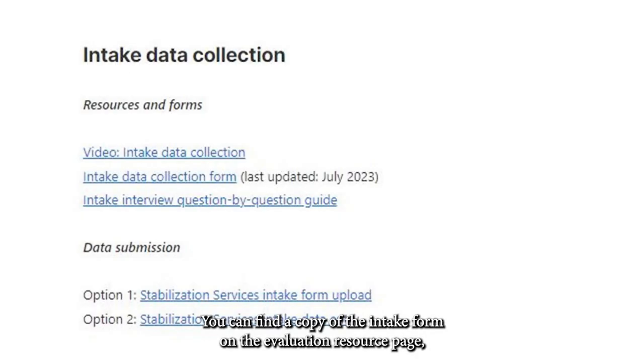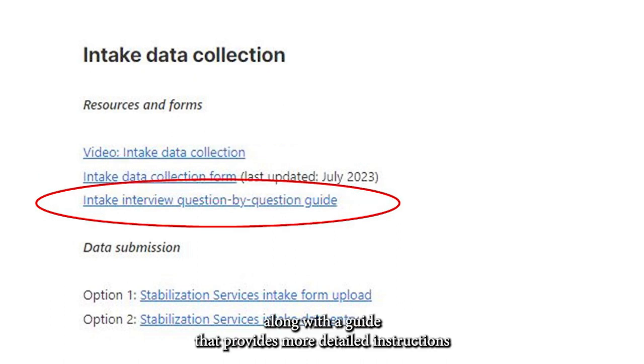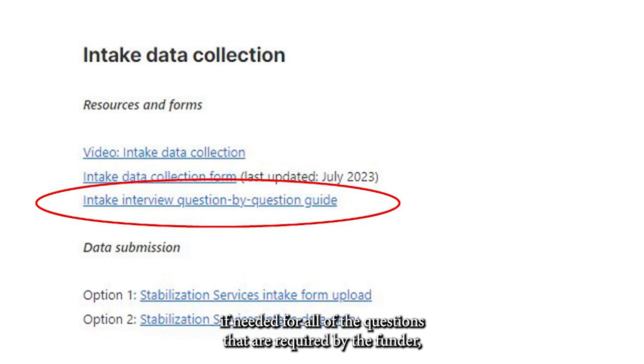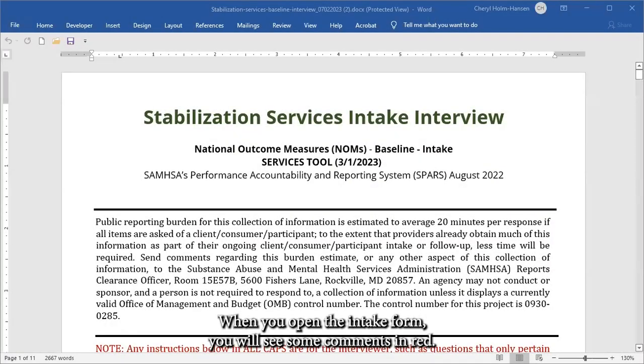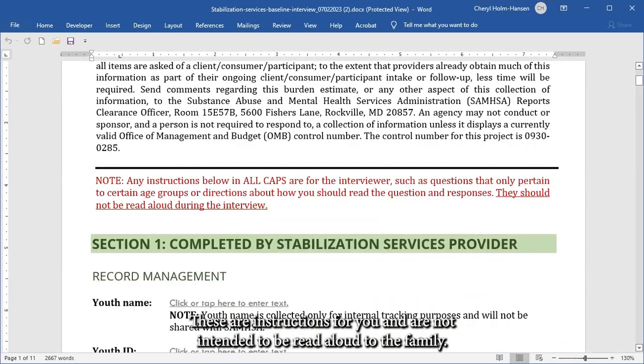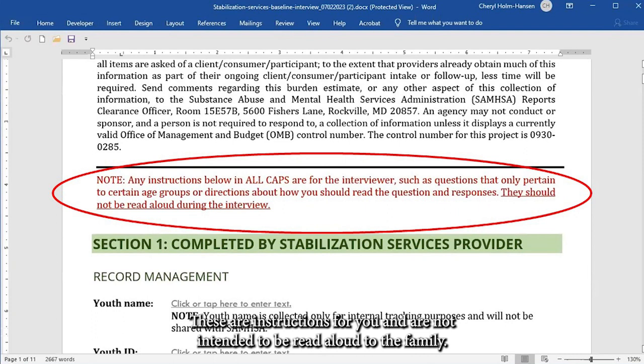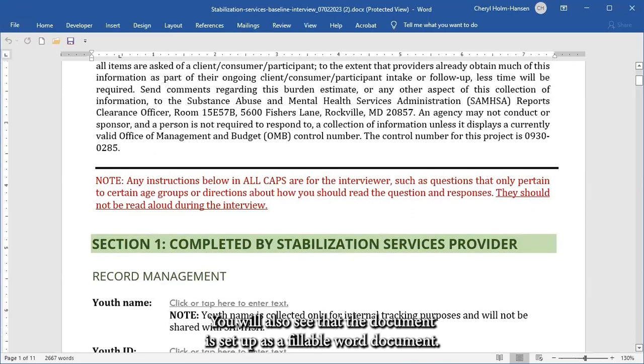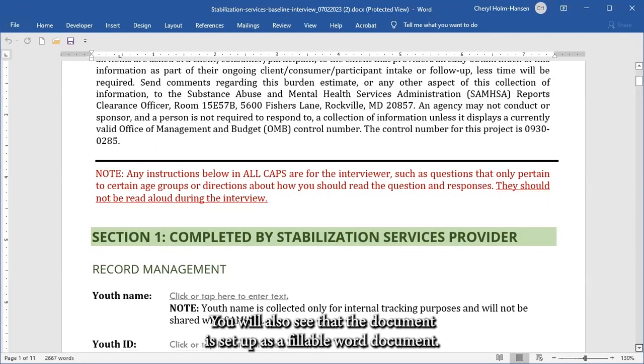You can find a copy of the intake form on the evaluation resource page, along with a guide that provides more detailed instructions if needed for all of the questions that are required by the funder, the Substance Abuse and Mental Health Services Administration. When you open the intake form, you will see some comments in red. These are instructions for you and are not intended to be read aloud to the family. You will also see that the document is set up as a fillable Word document.